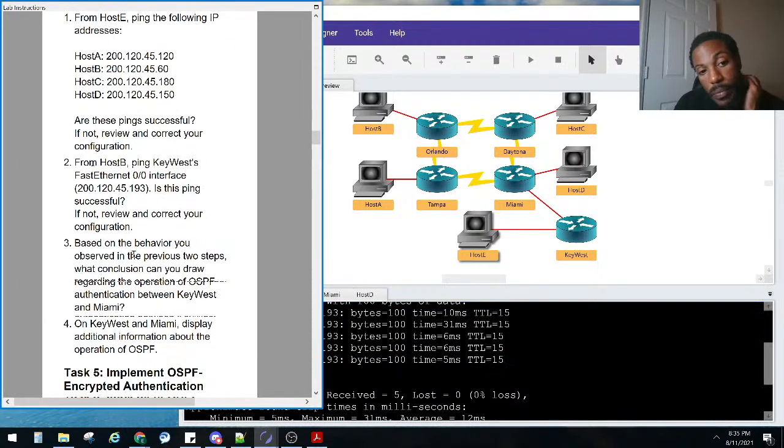Based on the behavior you observed in the previous 2 steps, what conclusion can you draw regarding the operation of OSPF authentication between Key West and Miami?